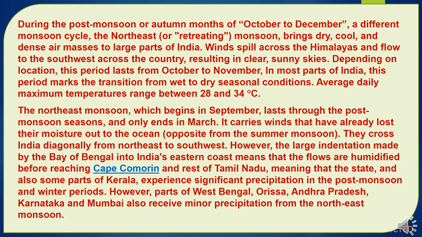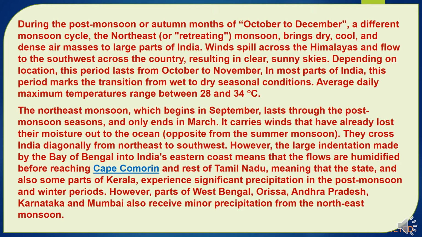Now we will go through wind directions during the post-monsoon or northeast monsoon season. During the post-monsoon or autumn months of October to December, a different monsoon cycle, the northeast monsoon or retreating monsoon, brings dry, cool and dense air masses to large parts of India. Winds spill across the Himalayas and flow to the southwest across the country, resulting in clear, sunny skies. Depending on location, this period lasts from October to November. In most parts of India, this period marks the transition from wet to dry season conditions.